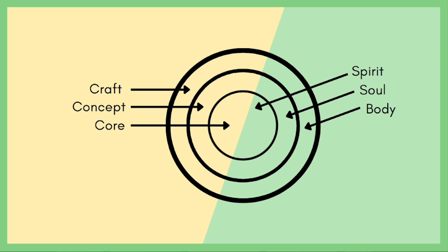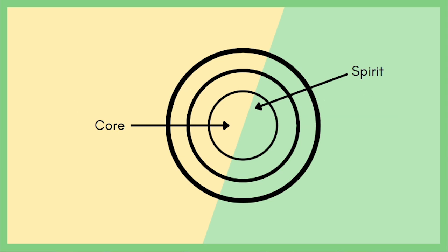They have the craft, which is the outer layer, and then there's the concept, which is the middle layer, and then there's the core, which is the inner layer. So we're going to go from inside out, like the movie. And we'll talk about each one of these layers in turn. I'll give you some examples. Let's do it. First, we start with the core, which is like the spirit of the book.